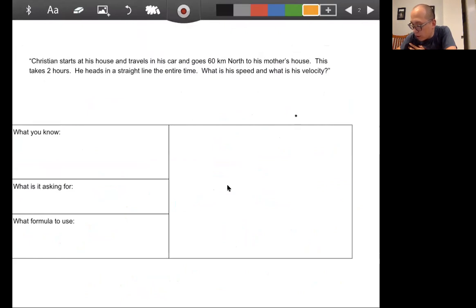Christian takes his car, he goes 60 kilometers north to his mom's house, takes 2 hours, goes in a straight line the whole time. What is the speed and what is the velocity? Okay, so first let's dissect the words in the problem and figure out what information we know, what information we want to know. Christian starts at his house, travels in his car, goes 60 kilometers north to his mother's house. This takes 2 hours. Another important piece of information there. He heads in a straight line the entire time. What is his speed? What is his velocity?